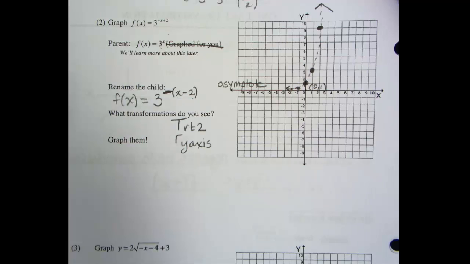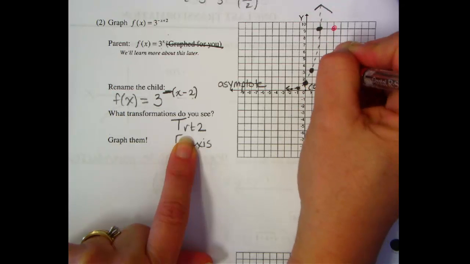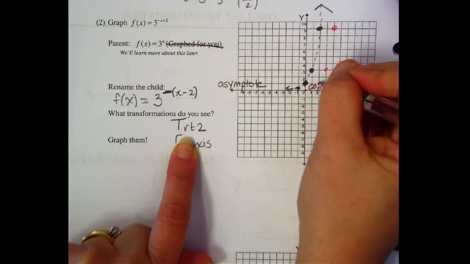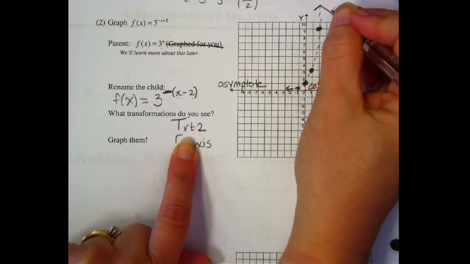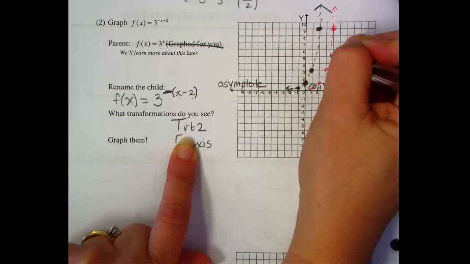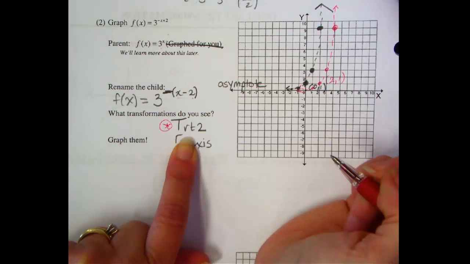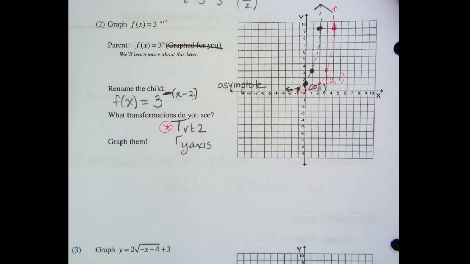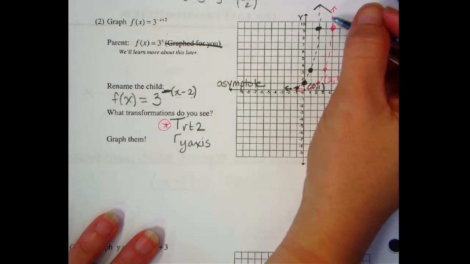So I'm going to try to switch colors here. Translation right 2 units, take each point on the parent and go right 2. So my anchor point moves to 2, 1. And there is the translation to the right 2 units, color-coded. Then I need to take that red graph and reflect it over the x-axis. So, I'll take a black pen, or sorry, the y-axis, and reflect all of those red points over the y-axis.